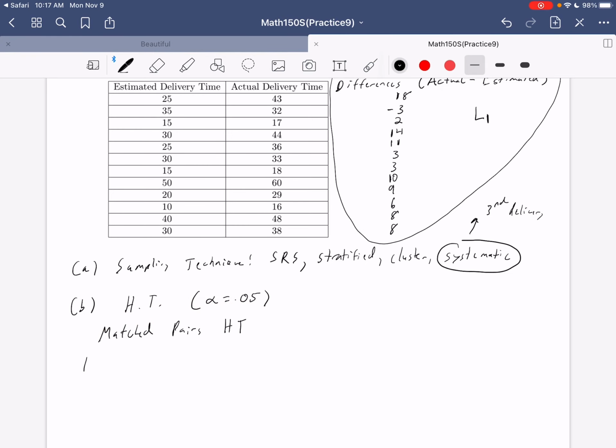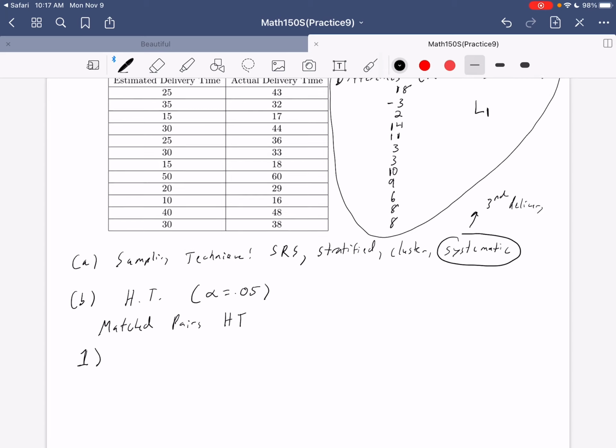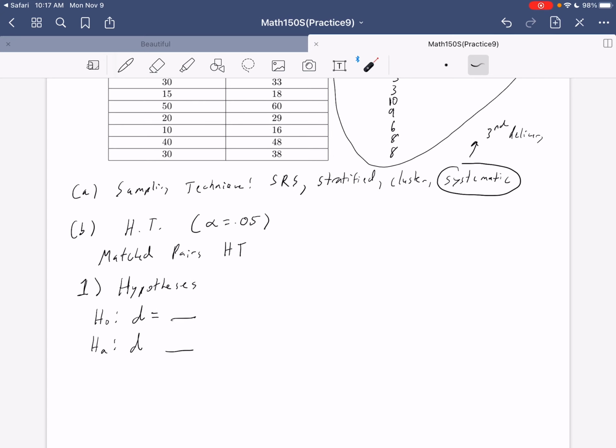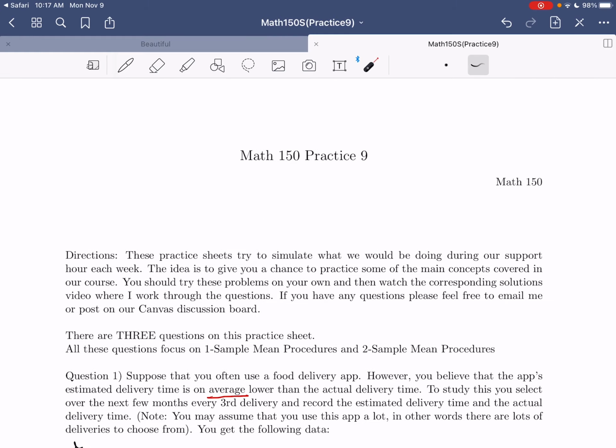Remember, hypothesis tests are always 5-step processes. So we start with some hypotheses, which means we need to write down the null and the alternate. Since it is matched pairs, the notation here is going to be D equals some value, and then D with some inequality and that same value. So we've got two things to do here. We need to figure out what value should go there, and then what inequality should go here. So let's go back and see if there's a baseline sort of assumption here.